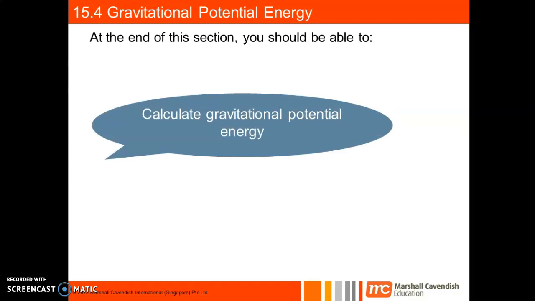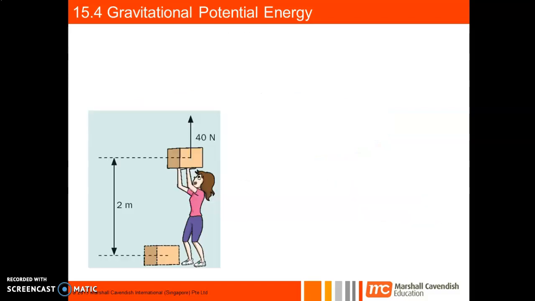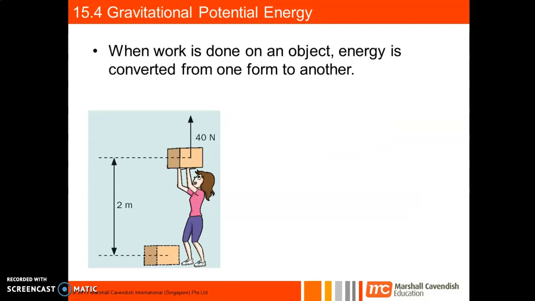Before I start off, I just want to check whether you understand what gravitational potential energy is. Gravitational potential energy is energy that's possessed by an object when it is at a certain height. Only when I'm at a higher height will I possess gravitational potential energy. Let's take a look at the example given in your question over here.